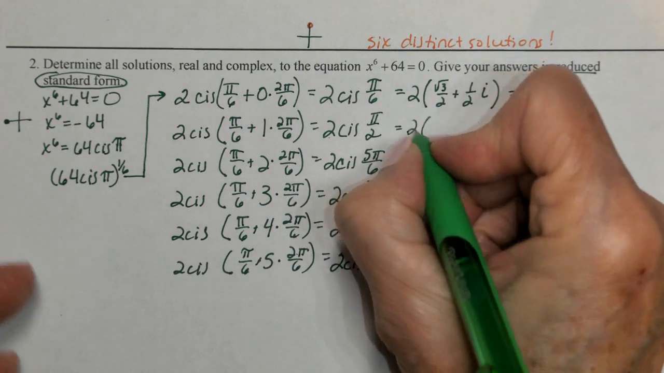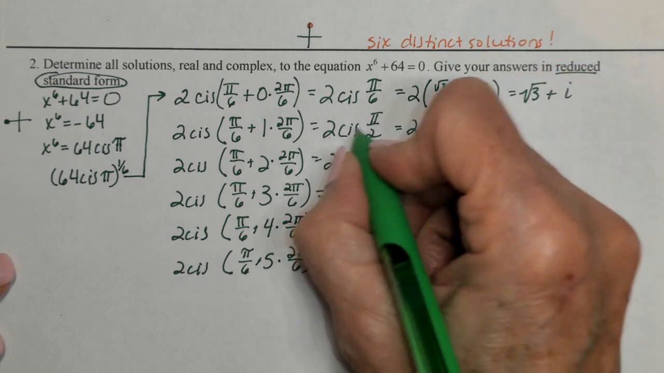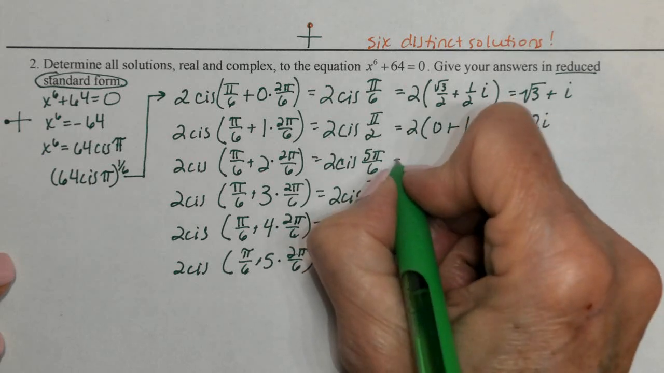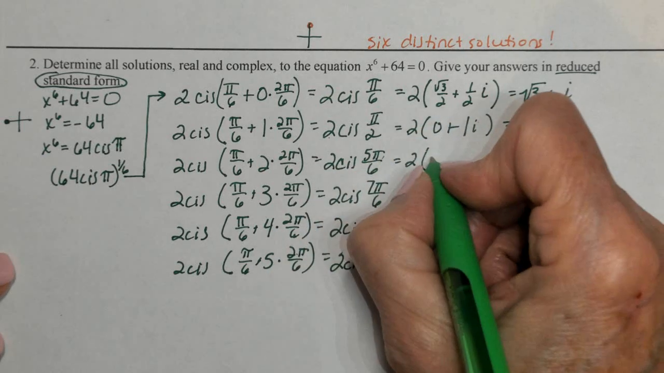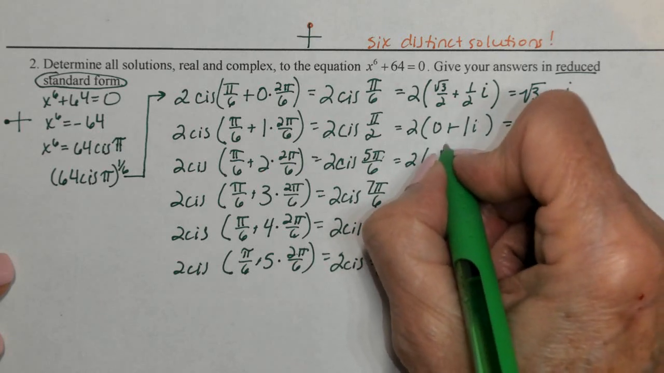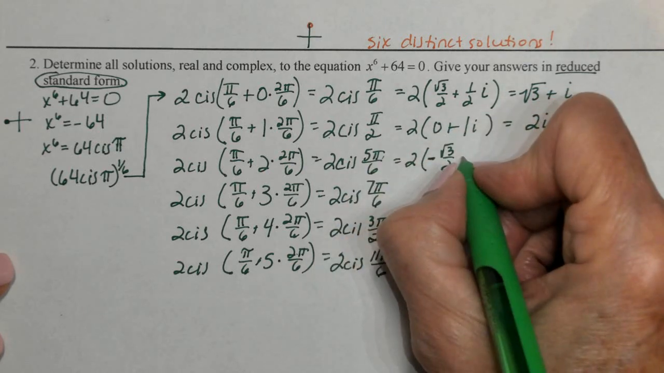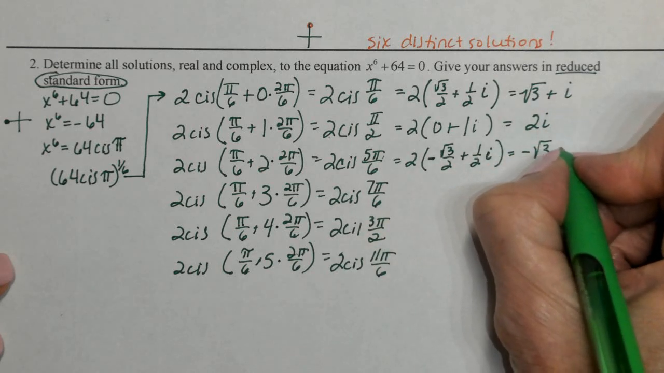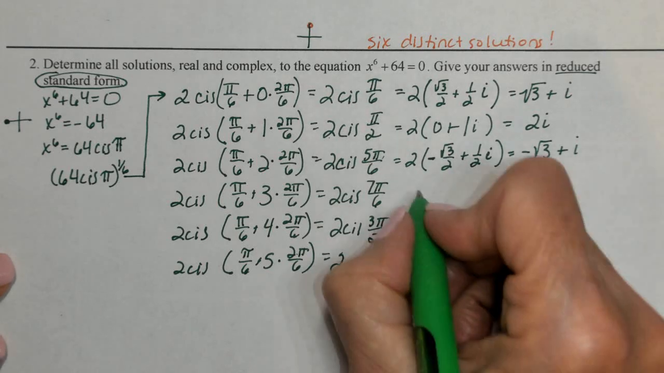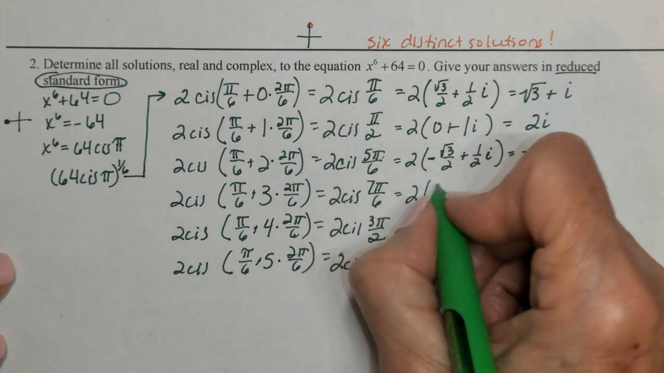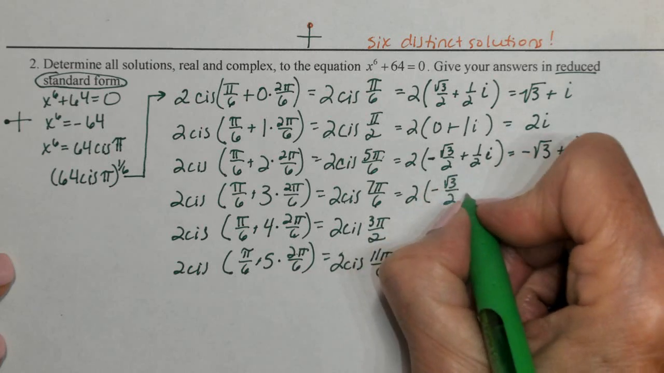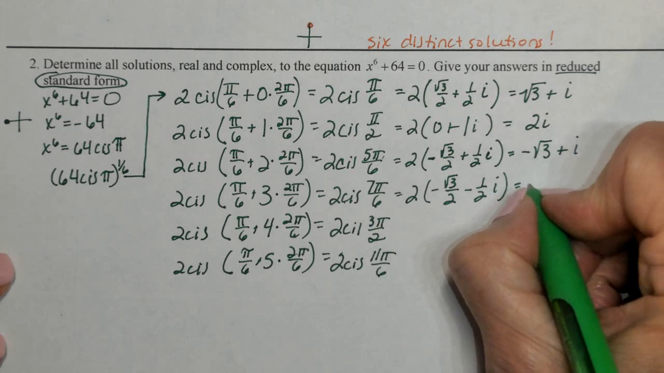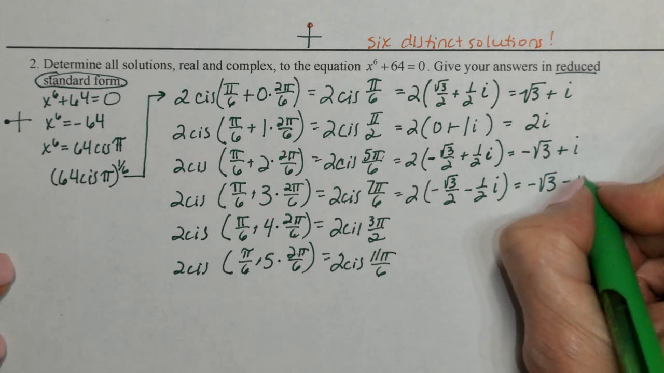Or you can work it the long way. Cosine of pi over 2 is 0. Sine of pi over 2 is 1. That is either way 2i. Cosine of 5 pi over 6 is negative square root 3 over 2. Sine of 5 pi over 6 is positive 1/2. So this will be a negative square root of 3 plus i. Cosine of 7 pi over 6, negative square root of 3 over 2. Sine of 7 pi over 6, negative 1/2. That's going to be a negative square root 3 minus i.